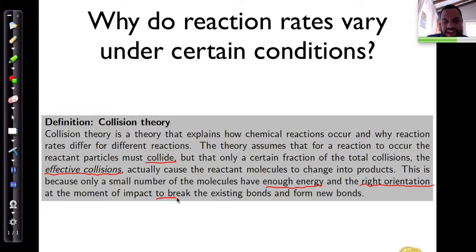So I've sort of highlighted the important words in this definition because we need to break it down. Number one, you must have collisions. Number two, you need effective collisions. Number three, an effective collision is one that has enough energy and the right orientation. And finally, the combination of having the right energy and orientation allows us to break existing bonds and form new bonds. That's really what the collision theory is. Okay, but that sounds like a lot of words. I'm going to simplify it for you in a moment.